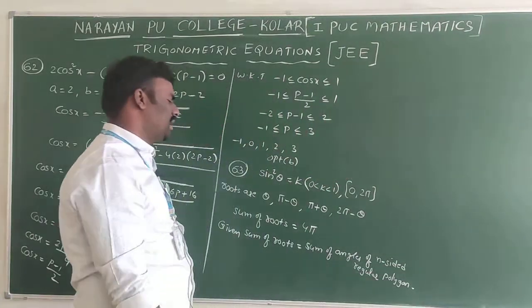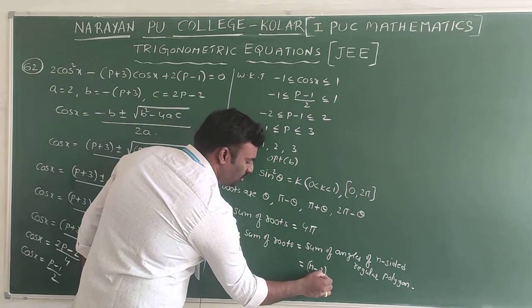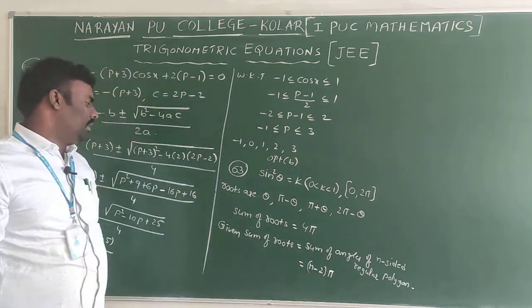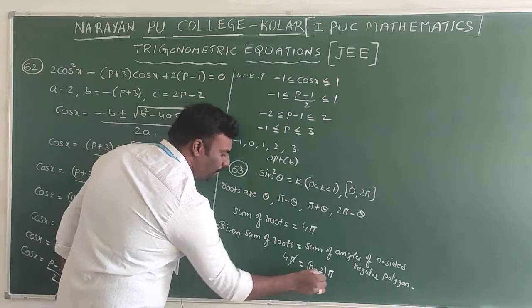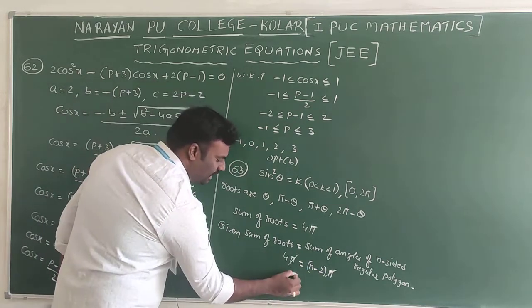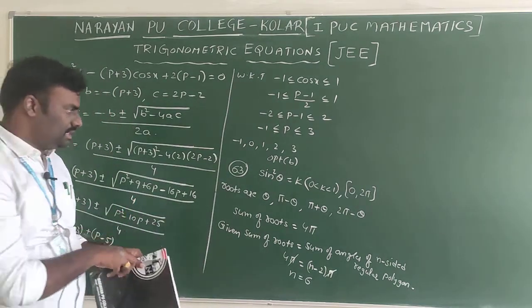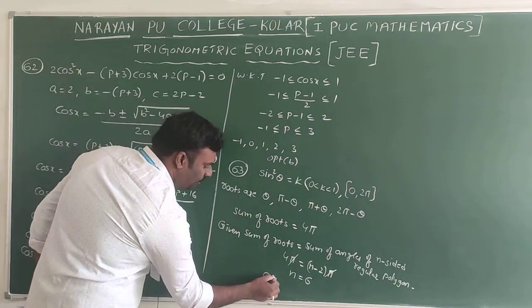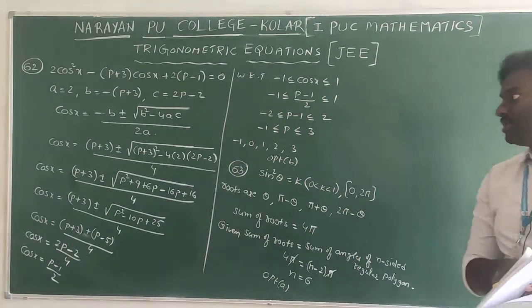The formula for the sum of angles of an n-sided regular polygon is (n minus 2) times pi, and for the sum of roots we got pi. Pi gets cancelled, then n is equal to 6 is the answer for question number 63. That is nothing but option A is the correct answer. Next question.